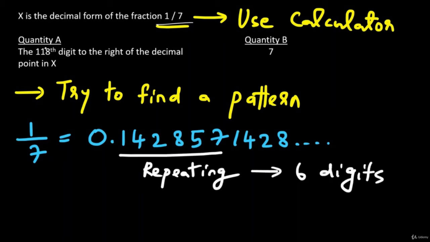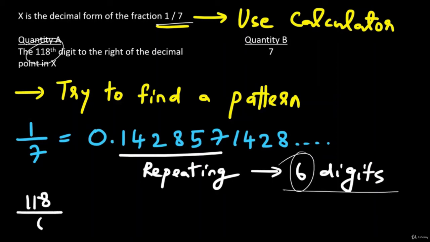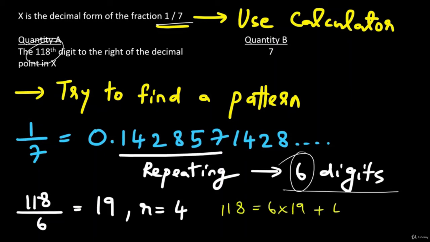So we need to find the 118th digit. So let's divide 118 by 6 because 6 digits are repeating, right? So 118 by 6 gives you 19 as the quotient and the remainder is 4. That means 118 can be written as 6 into 19 plus 4.